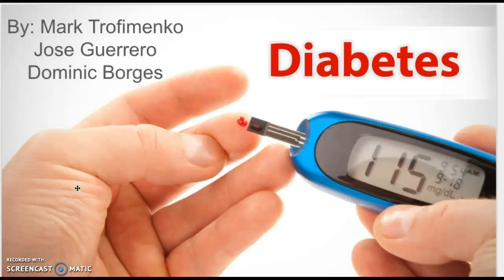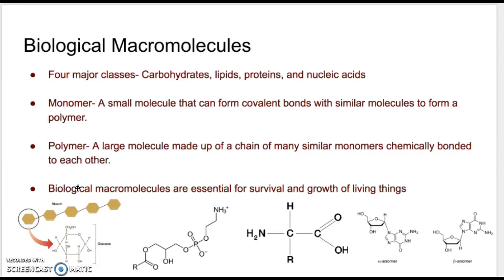In this presentation, my fellow classmates and I will be educating you on diabetes. There are four main biological macromolecules: carbohydrates, lipids, proteins, and nucleic acids. Each of these macromolecules is made of monomers that make up polymers. A monomer is a small molecule that can form covalent bonds with similar molecules to form a polymer. A polymer is a large molecule made up of a chain of many similar monomers chemically bonded to each other.